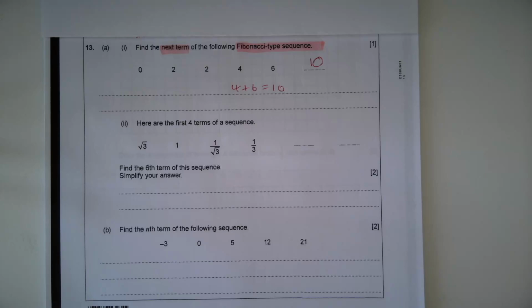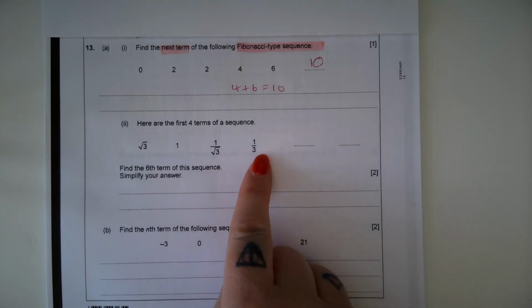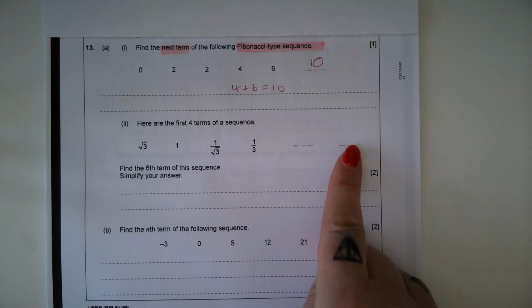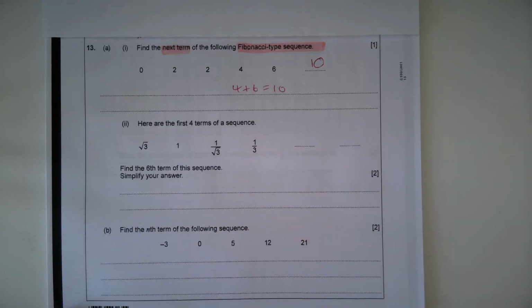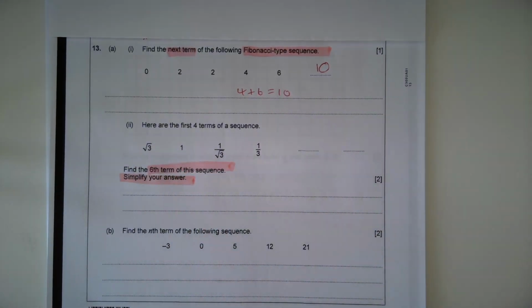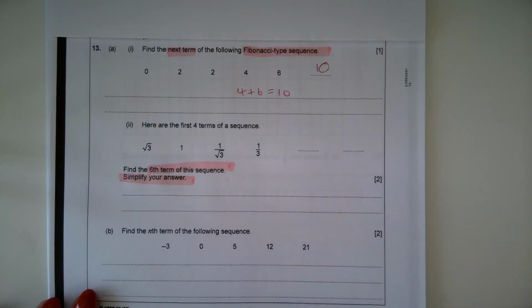Okay, part 2. Here are the first 4 terms of a sequence. So we have root 3, 1, 1 over root 3, 1/3, and then we've got 2 terms missing. It wants us to find the 6th term of this sequence, and it wants us to simplify our answer. So we've got term 1, 2, 3, 4. We need term 5 and term 6.